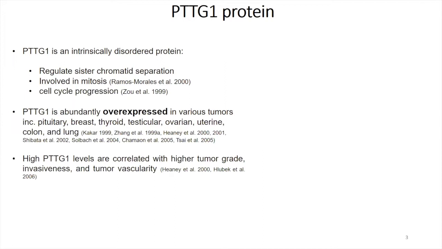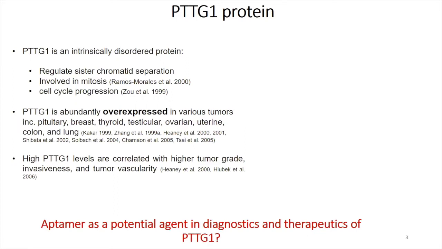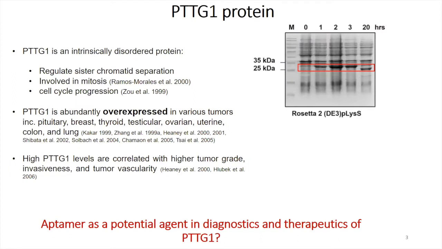And due to the presence of the protein across various tumors and its potential involvement in driving tumorigenesis, we supposed that having an aptamer would be able to eventuate into a diagnostic or therapeutic application for PTTG1. So therefore, we have actually cloned the gene that encodes for PTTG1. We have overexpressed and purified the protein.